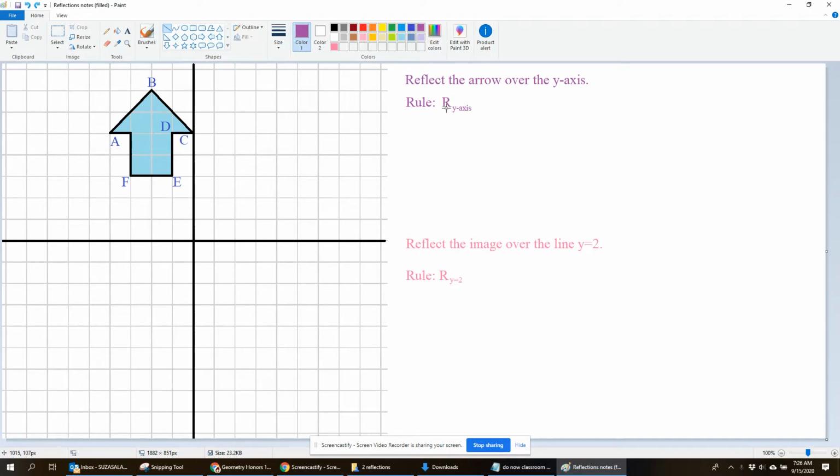So our first rule is our y-axis. R is for reflection, and then this is my line of reflection. So step one is that I want to draw my line of reflection. I'm reflecting over that line. I need to have it visible on the graph. So the y-axis is right over here.